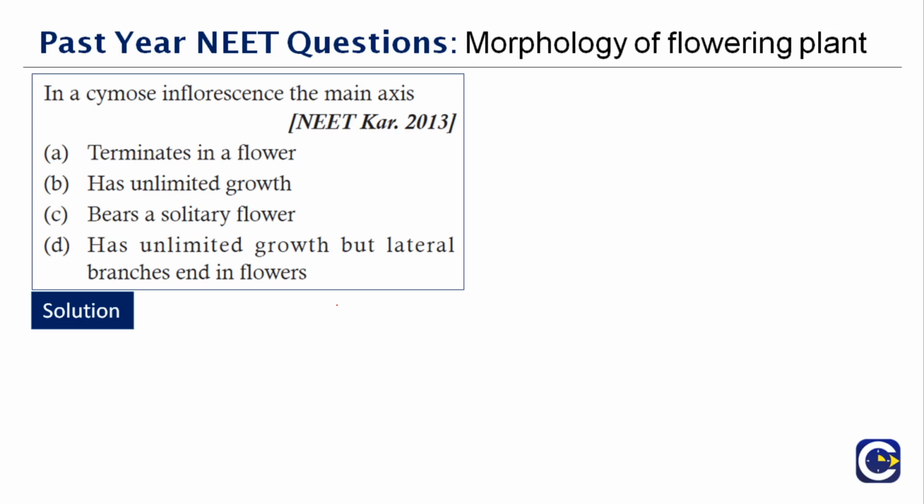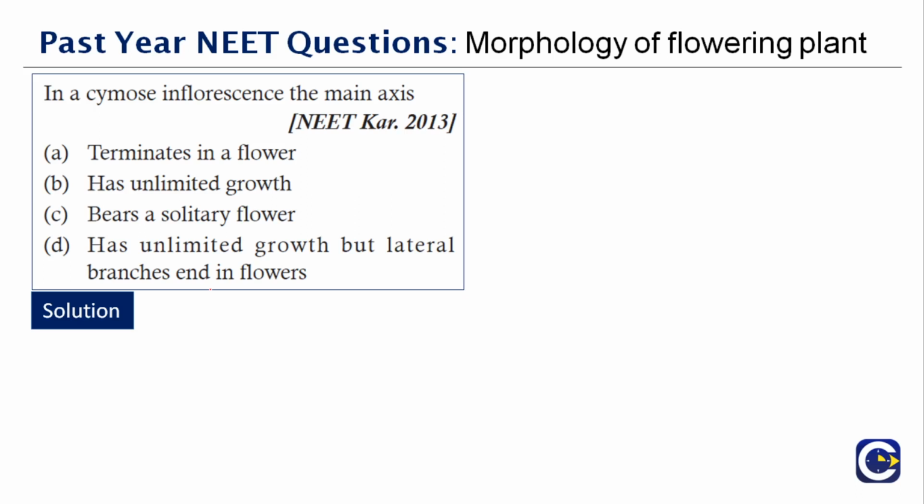Okay, now coming to cymose. In cymose they have given in particular. In cymose inflorescence, the growth of the main axis will be definite because the growing point of the pedicel is used up with the formation of a flower. So further, if you see, the growth of the flowering axis is continued by one or more lateral branches, which also end in a flower. Okay, so I've given you a clue.